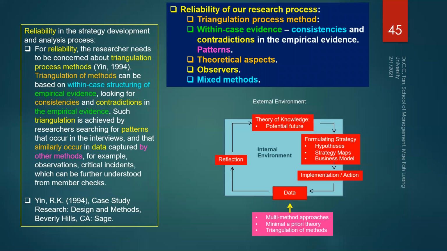If every theoretical angle concludes the same thing, that is the best. That means you have a theoretical triangulation. The triangulation of theory is very strong. That means no matter which angle you're looking from, it's delivering the same conclusion. The theoretical explanation is very, very good, which means your explanatory power is very strong.